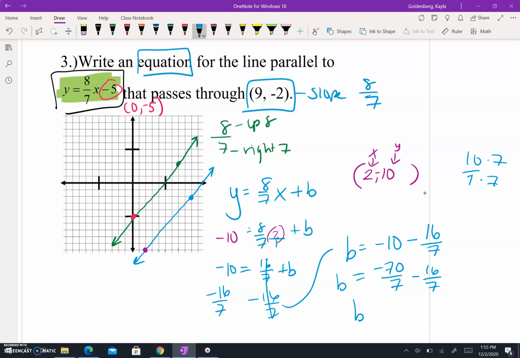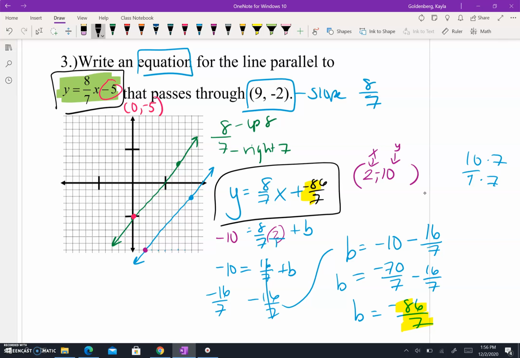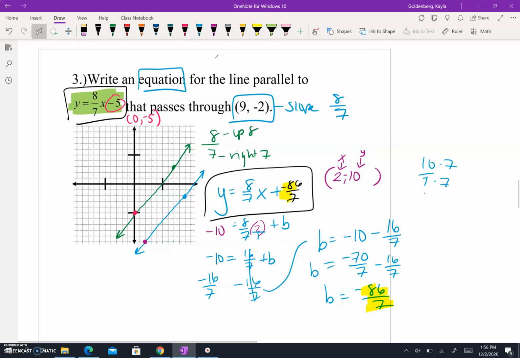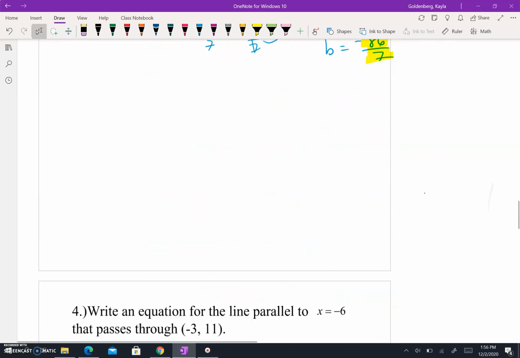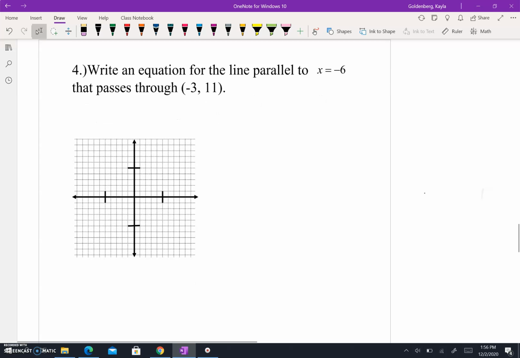So now from here, I know that b is going to be negative 70 minus 16. That's negative 86 over 7. Notice that's a nice clean number. So I can take that and plug it into my equation. Negative 86 sevenths. Phew, that was definitely a mixed level problem, right? It was much harder than the previous one. And then let's try another one.